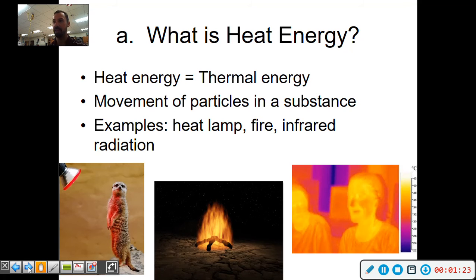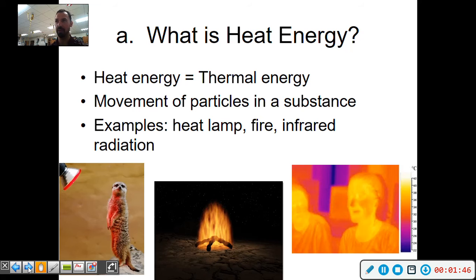All right, so a heat lamp as an example, you could feel the heat. Sometimes you could see it, but you don't always have to see heat, because when you see heat coming off a heater, most of it's invisible, right? You don't really see the heat transferring. So heat lamp, fire, infrared radiation.